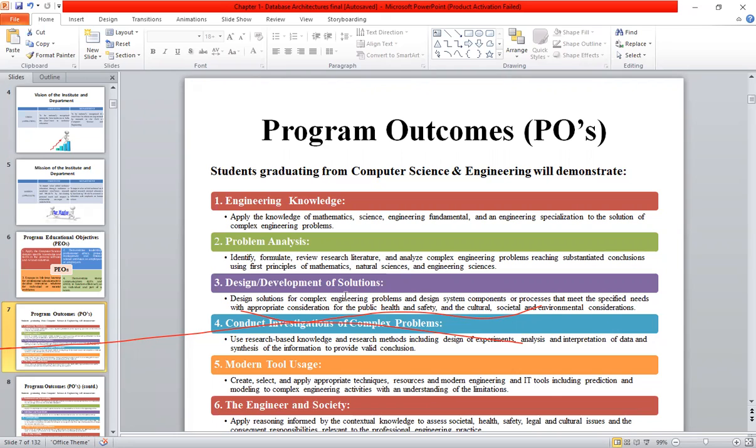Design and development of solution. You can consider our computer science and engineering, developing any project. Already I have said that about the SDLC. You have to learn the SDLC phases. The first thing is requirement collection and then analysis. After analysis, what do we have to do?